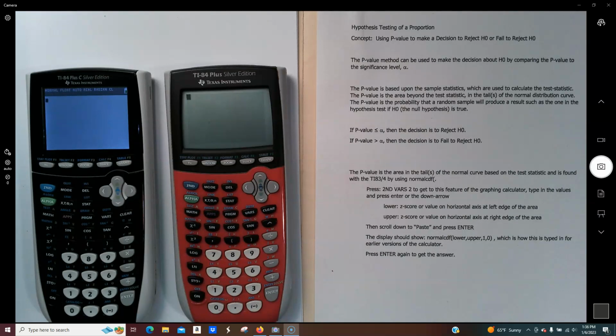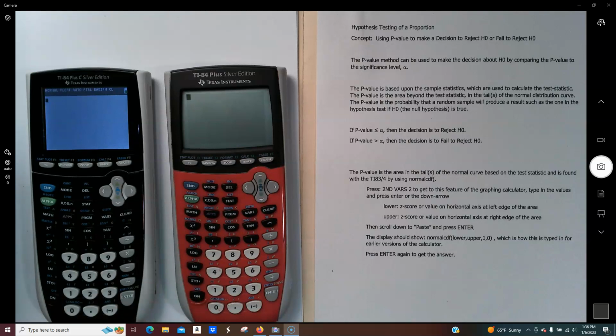If the p-value is less than or equal to alpha, then the decision is to reject the null hypothesis. If the p-value is greater than alpha, then the decision is to fail to reject the null hypothesis. The p-value is the area in the tail or tails of the normal curve based on the test statistic and is found with the TI-83 or 84 calculator by using normal CDF.